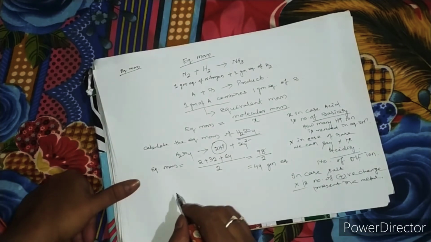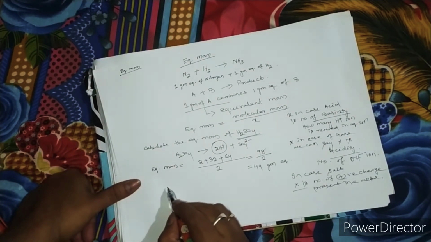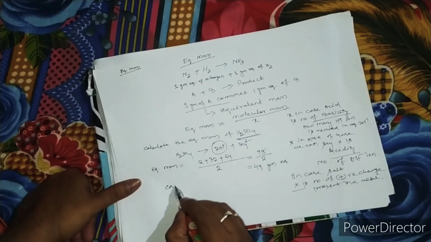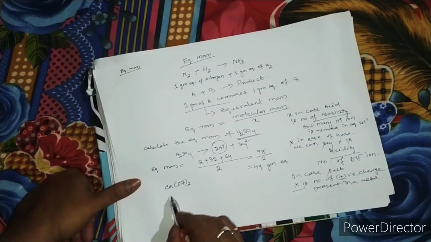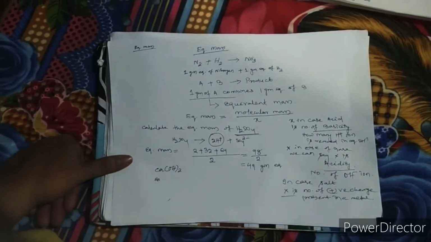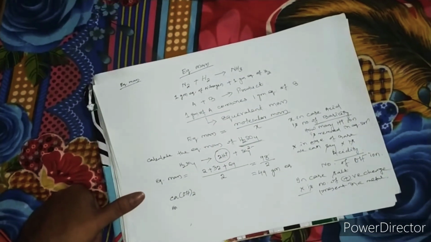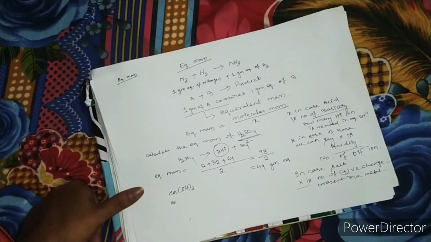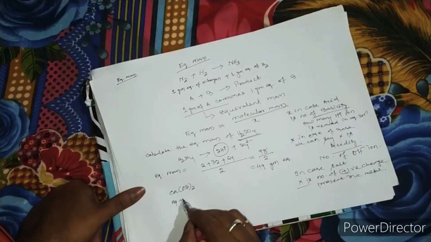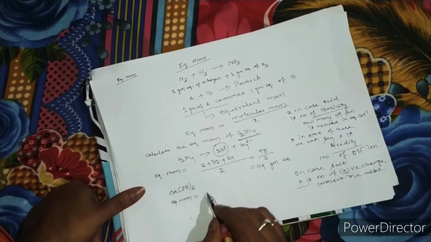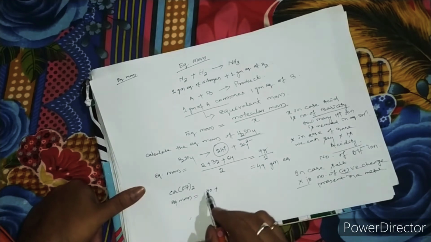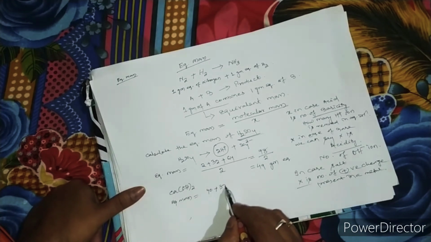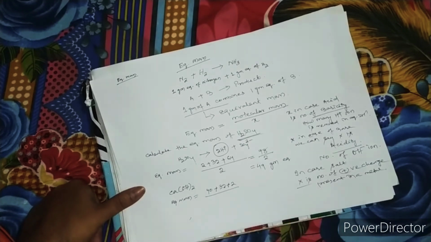Similarly, we can take one base. Suppose calcium hydroxide, Ca(OH)2. So the equivalent mass we can write as the molecular mass. Calcium is 40, 2 O and 2 H, that is 32 plus 2, divided by X.